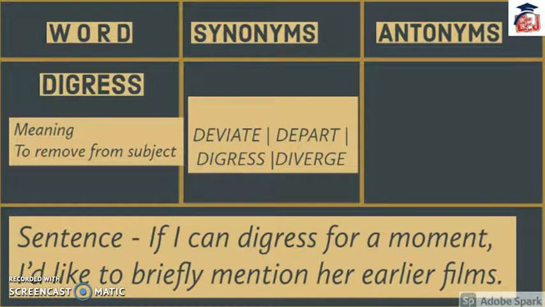Digress. To remove from the subject, to deviate from the subject. Synonyms are deviate, depart, diverge. Now let's move to the sentence. If I can digress for a moment, I'd like to briefly mention her earlier films. So digress means to remove from the subject, to deviate from the subject.